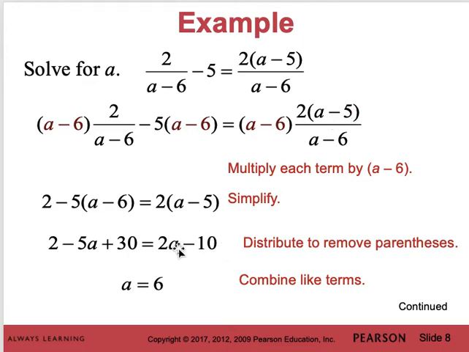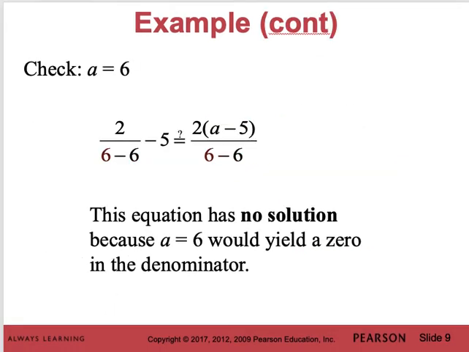And when we distribute, remove parentheses, and rearrange this for solving for a, we get 6. And we can check, does this work? If I replace my variable with 6, would this work? It does not work, because if I subtract 6 minus 6, I get a 0. And we can't have a 0 in the denominator, it's undefined. So there are examples where we get a solution and it doesn't work, and it doesn't mean that you made a mistake.